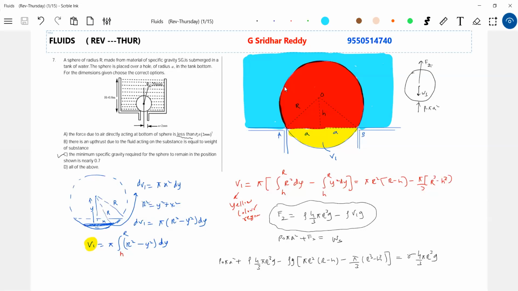Because what are the forces that are acting? I just gave one small formula. What is F2? F2 is the force exerted by the liquid on the sphere, then the weight of the solid, and at the bottom, P naught pi a square, the effective area. Though it has a surface area like this, the pressure force will be acting here. So if you look at the liquid, what are the forces that will be acting here? The liquid will exert a force.